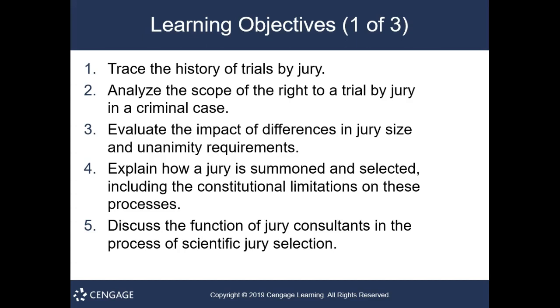Then we're also going to explain how a jury is summoned and selected, including the constitutional limitations on these processes. We'll see that this is a very important aspect of the jury system. It has to be a cross-section of the community, but it also has to be a cross-section of the community in terms of citizens, people who can hear and view evidence. So people who are blind that can't hear at all probably can't be jurors. People who are not citizens can't be jurors. But otherwise, it'll be a cross-section of the community that have the requirements to be a juror.